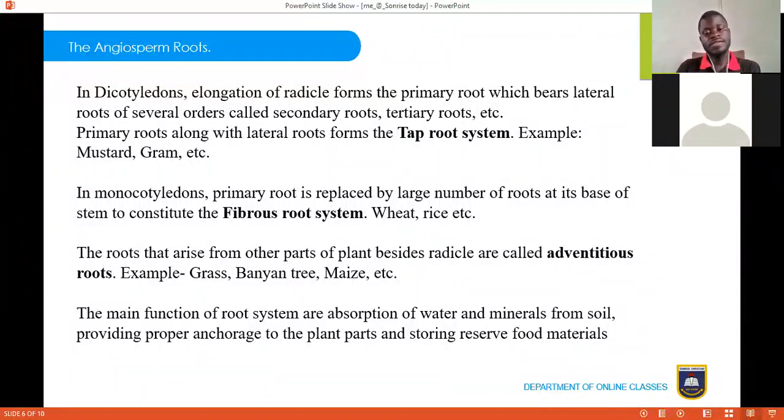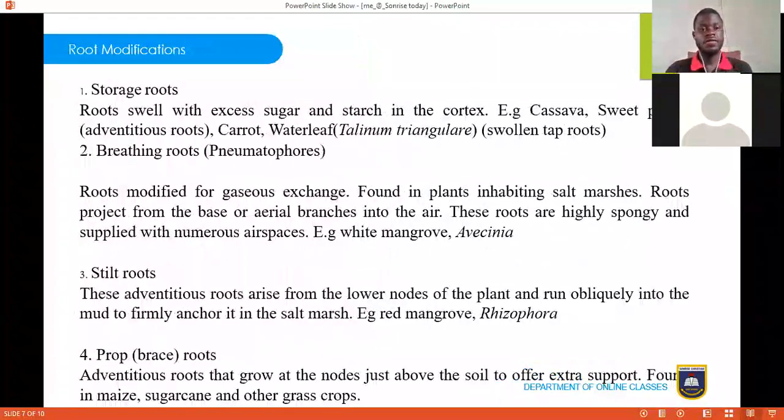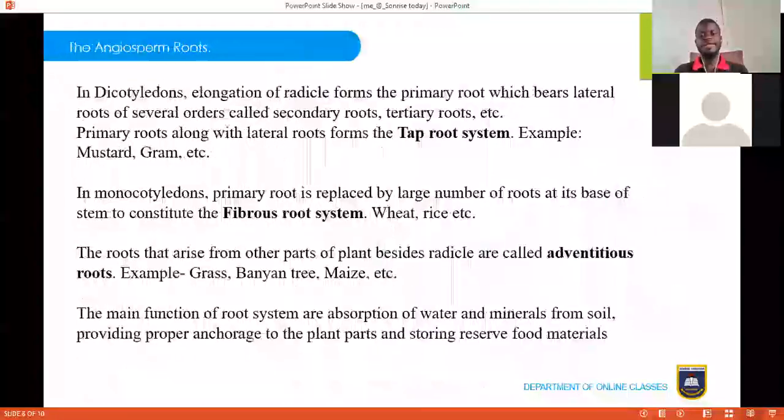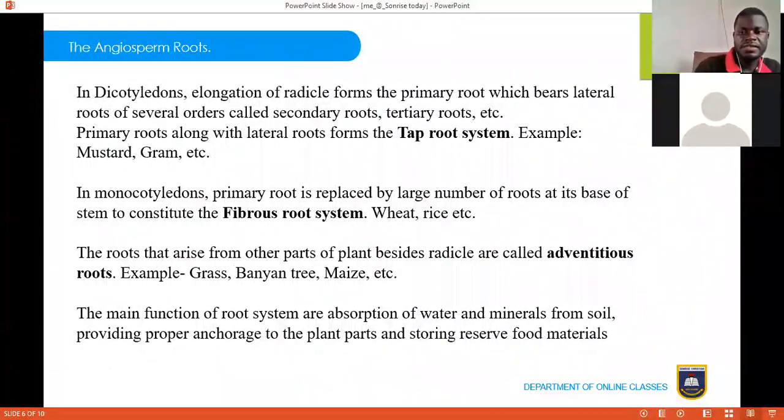Now, the main function of the root system is to absorb water and mineral salts from the soil, to provide proper anchorage to the plants, and also to store food materials. These three are the main functions of the roots. But apart from that, there are some other modifications of the roots, and these modifications are there to provide extra functions apart from these three main ones. I hope you're with me.